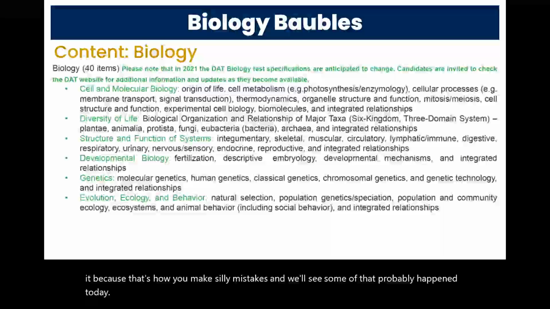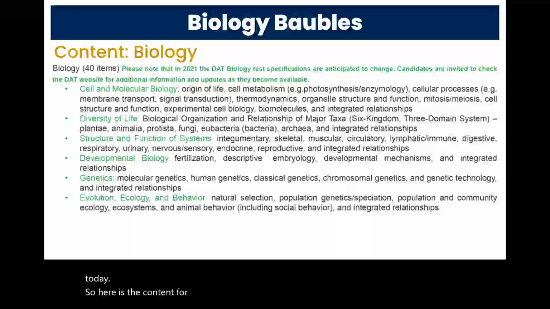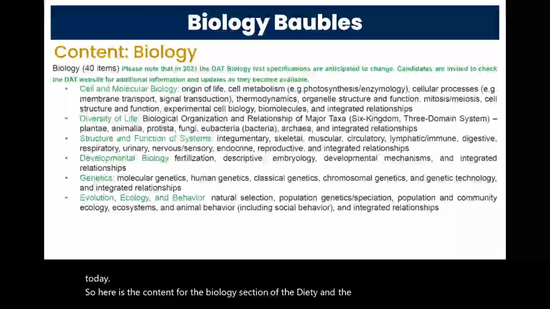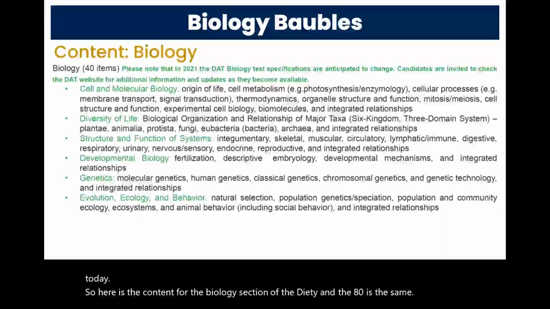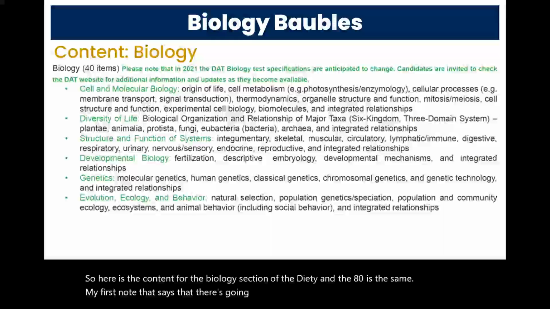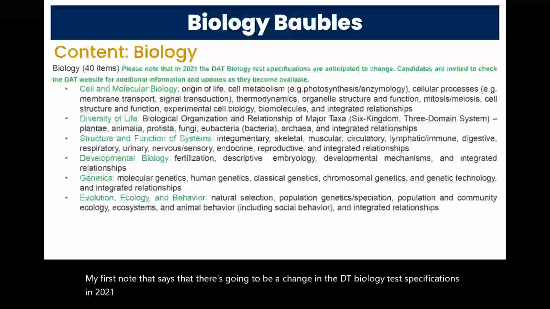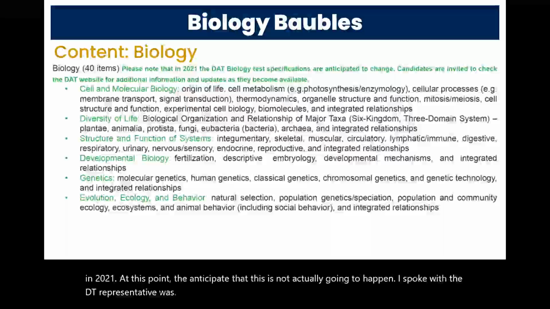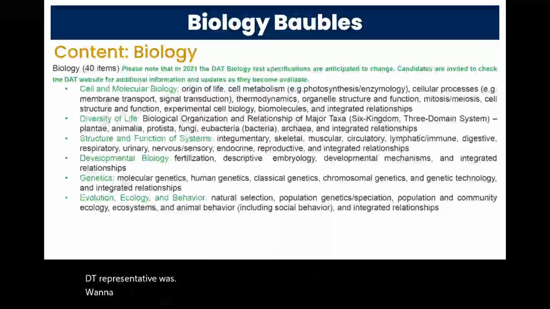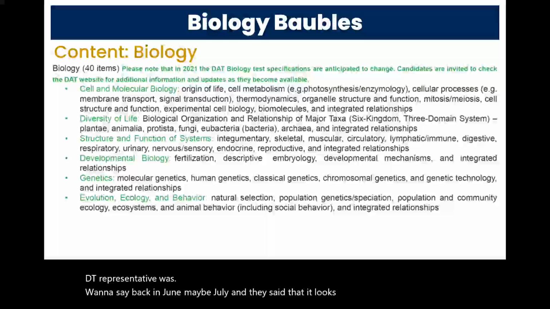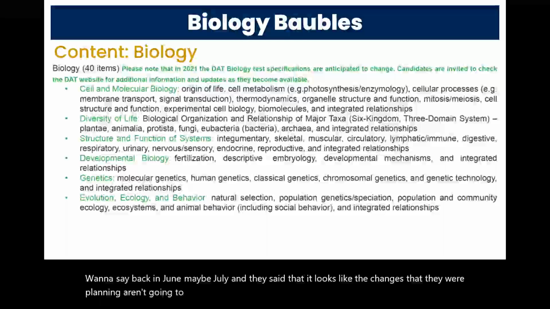So here is the content for the biology section of the DAT and the OAT. It's the same. You might first note that it says there's going to be a change in the DAT biology test specifications in 2021. At this point, I anticipate that this is not actually going to happen. I spoke with a DAT representative, I want to say back in June, maybe July, and they said that it looks like the changes that they were planning aren't going to happen, obviously because of COVID.